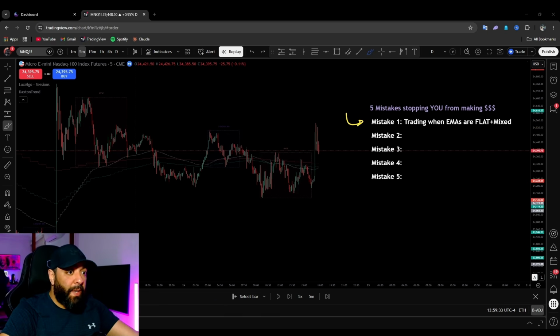There is no directional bias. The market has no clear intent. Any FVG you see here is meaningless. This is a no trade day. This is a stay out day.